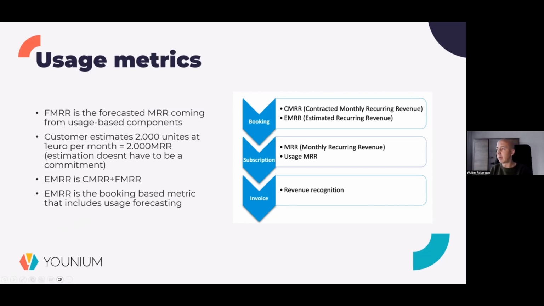And then you see the booking that is triggered from this in a subscription management system is those two together. And then you have the subscription that actually generates the monthly recurring revenue coming from the subscription recurring fees. And you have the usage MRR that is going to come as soon as the usage is used. And then revenue recognition can happen at the invoice, or if you're super fancy, at the moment of subscription as well.